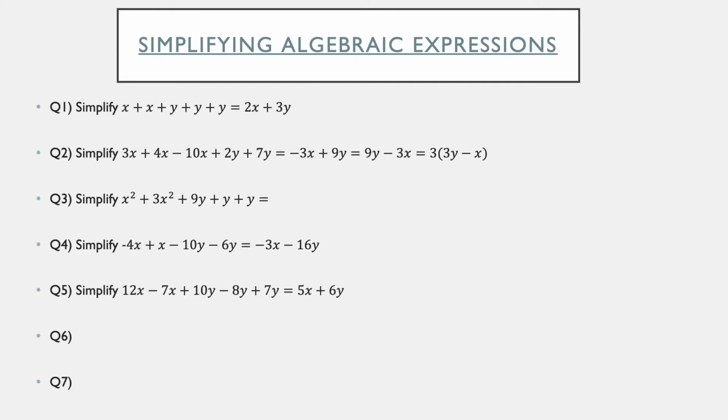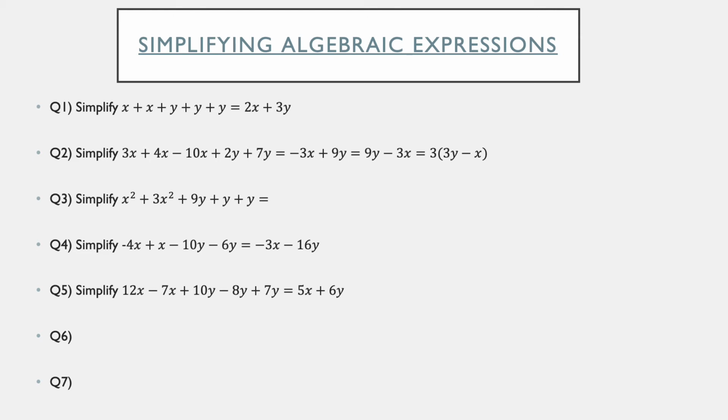Right, guys, question 3. Try question 3, guys. Question 4: minus 4x plus x minus 10y minus 6y. Minus 4x plus x is going to be minus 3x. Minus 10y minus 6y is going to be minus 16y.